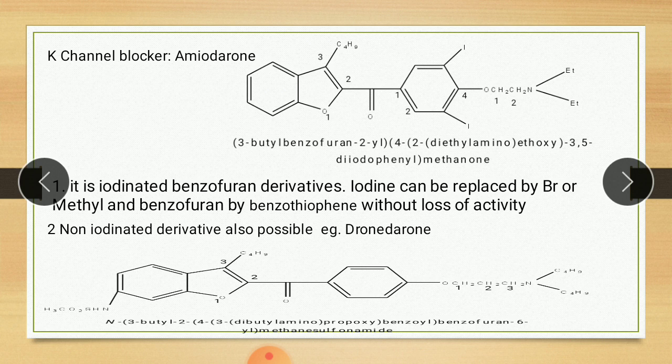Next point, non-iodinated derivatives are also possible. As we have seen, the iodine group is not a requirement, so we can remove this iodine, and without iodine it also shows activity. Example is dronedarone. This is the structure of dronedarone. IUPAC name: N-3-butyl, so this is the 3-butyl group, 2 means this 2, 4 means this 4, 3-dibutylamino, that is the butyl group two times, dibutylamino. Propoxy means propane with oxygen. Benzoyl means this group, benzene with a carbonyl group. Benzofuran, 6-yl, methane sulfonamide, that is methane with a sulfonamide group.